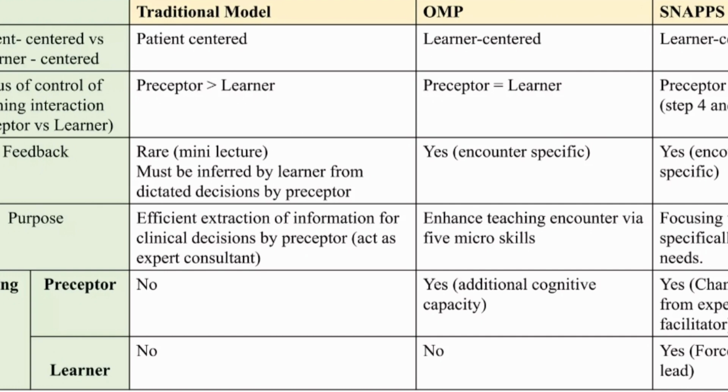Feedback is there in both SNAPPS and 1 minute preceptor. Purpose of 1 minute preceptor is to enhance teaching via 5 micro skills in OMP, while in SNAPPS it focuses the teaching specifically on learners' needs.